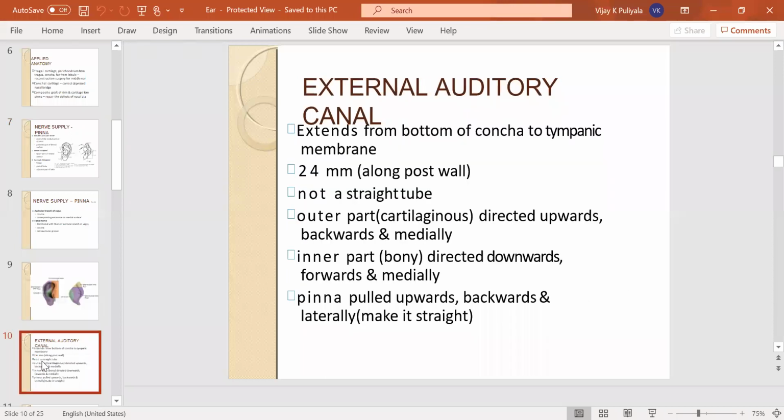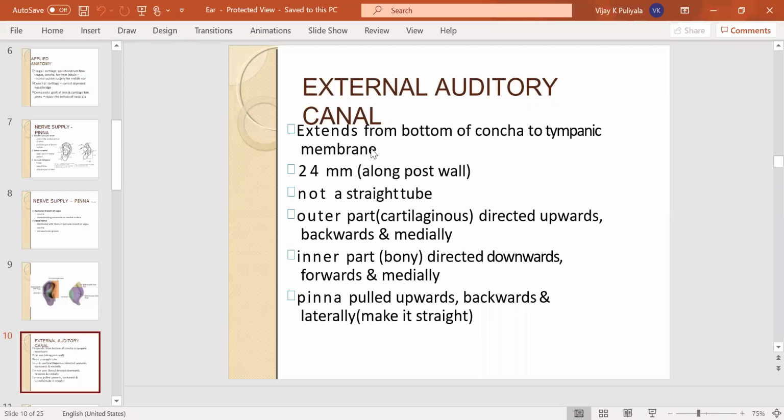Next coming to the external auditory canal. All of you see, almost norma lateralis is finished now. If you see along the norma lateralis, you can see the external acoustic meatus opening is there. The bony part of the external acoustic meatus you can see on the norma lateralis. So the external auditory canal extends from the bottom of the concha to the tympanic membrane.